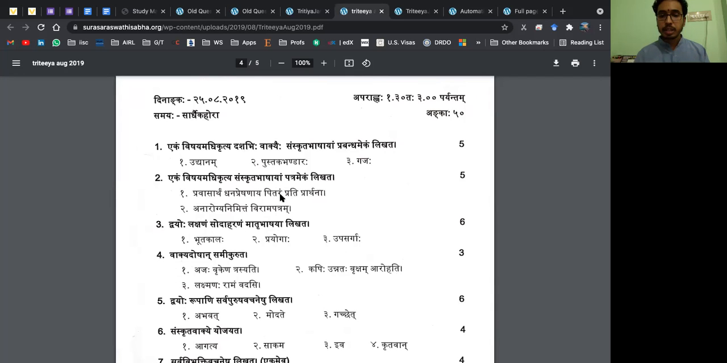Pravasartham dhana preshanaya pitaram prati patram. So you're going on a trip, on an excursion with your friends, so you need money for that. You're writing a letter to your father requesting money. That is an informal letter. The second one is anarogini mitram viramapatram, again a leave letter because of some health issues.